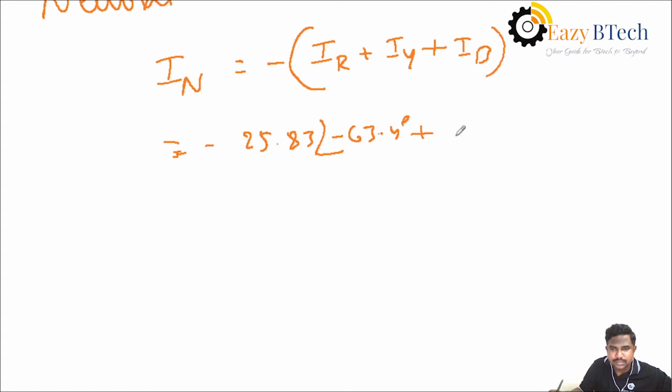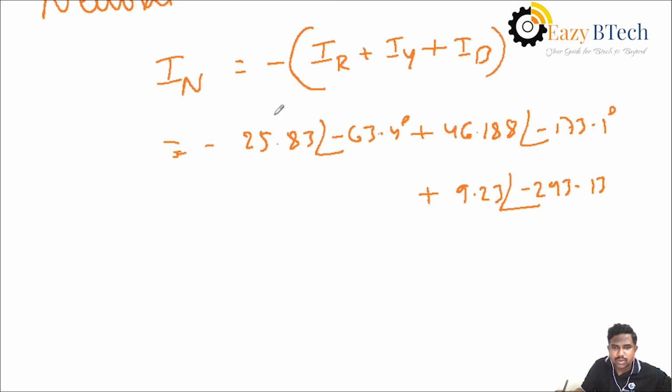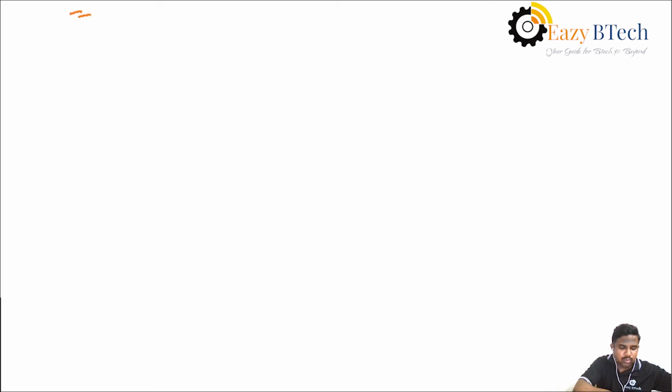degrees, plus the IY value, 46.188 at an angle 173.1 degrees, plus the IB value, 9.23 at an angle minus 293.1 degrees. Then all are in addition form. In order to add all values in polar form, you must change into equivalent rectangular form.